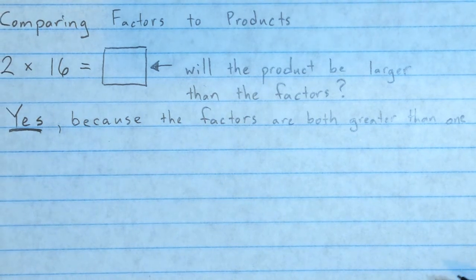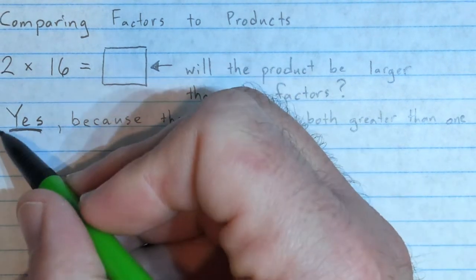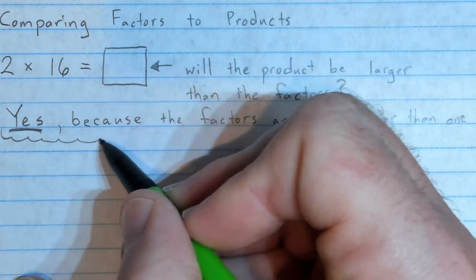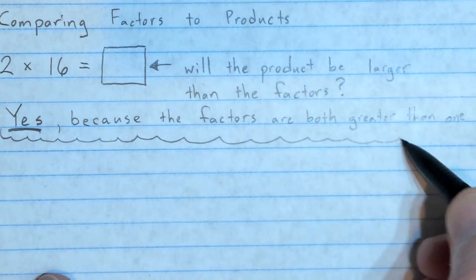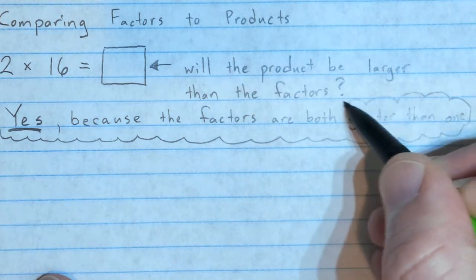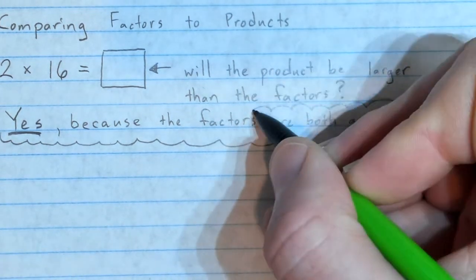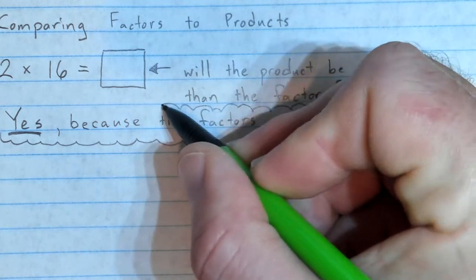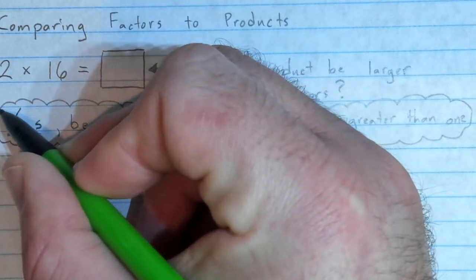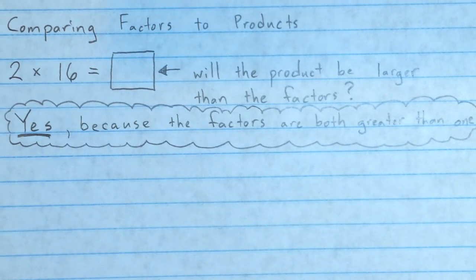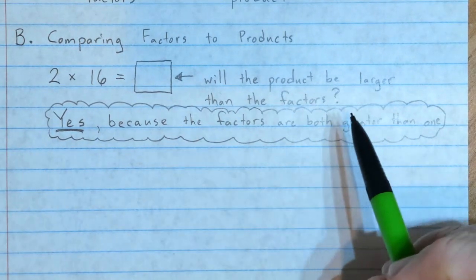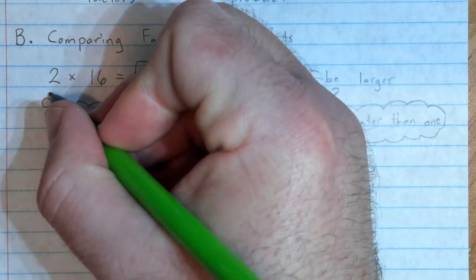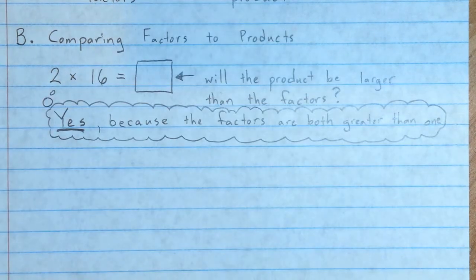Okay? So as you're looking at this, and this is not something that you're going to have to write down most of the time, you can just look at this and say, are my factors both greater than 1? Because if my factors are both greater than 1, I'm going to end up with a product that is bigger than both of them. Will the product be larger than the factors? Well, yeah, because the factors are both bigger than 1.